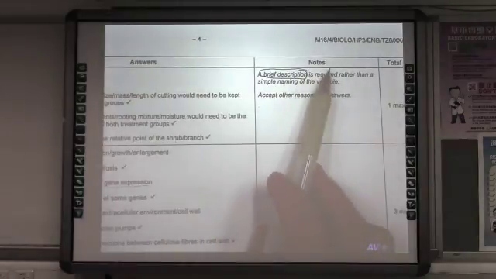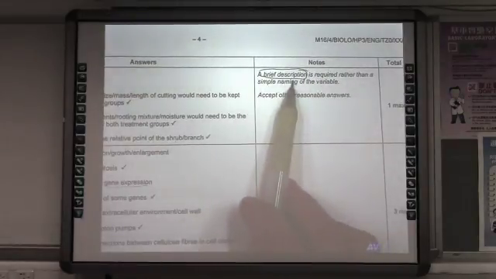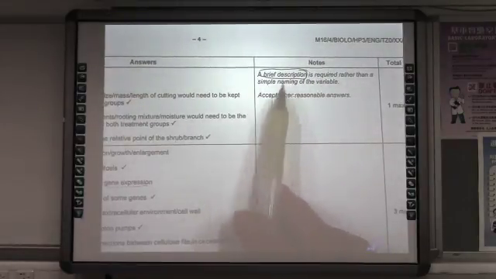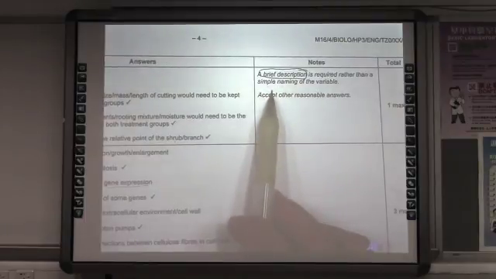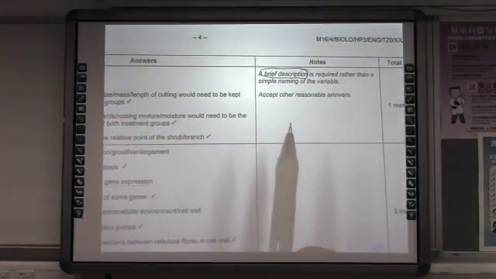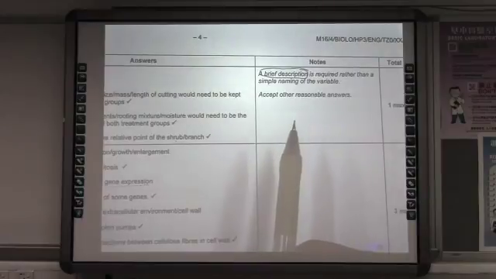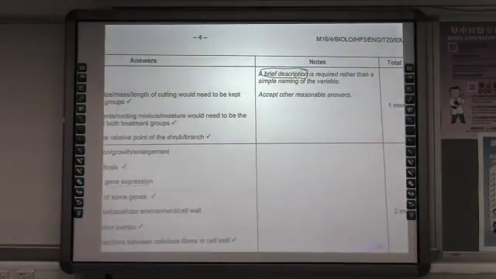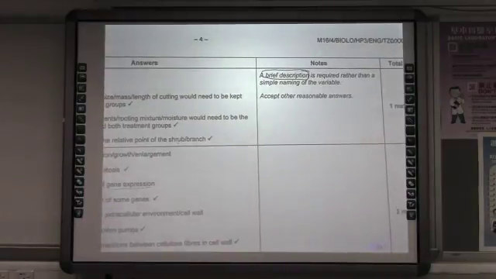The notes here, a brief description is required rather than a simple naming of the variable. You have to explain why it is important to keep the variable controlled. Okay, brief description.